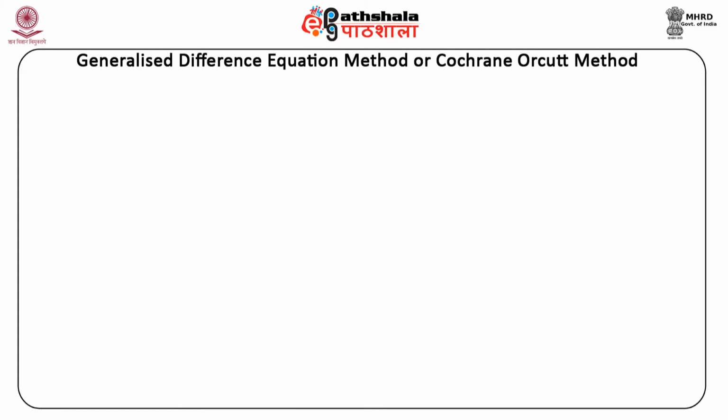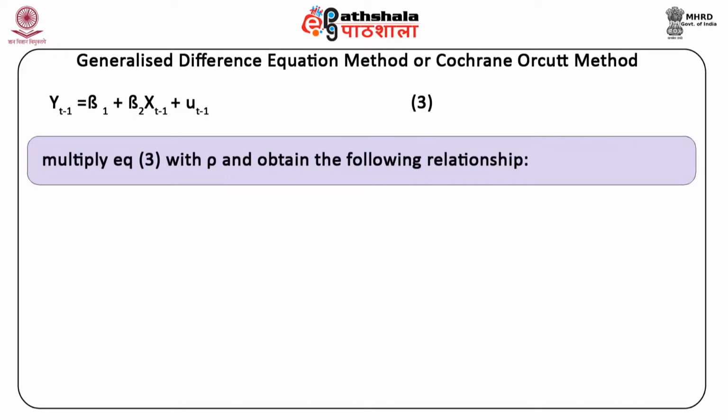We have the generalized difference equation method, also known as the Cochrane-Orcutt method. From equation 1, we can write the following relationship, which will also hold true: yt minus 1 equals beta 1 plus beta 2 xt minus 1 plus ut minus 1. We can write this as our third equation, where the t subscript is changed to t minus 1. We can multiply equation 3 by rho and obtain rho yt minus 1 equals rho beta 1 plus rho beta 2 xt minus 1 plus rho ut minus 1. This is equation 4.